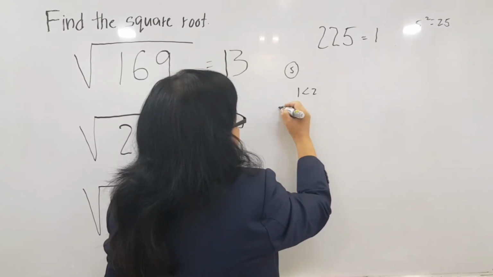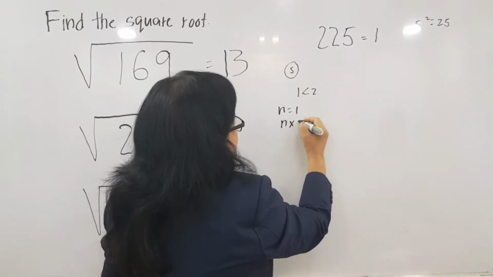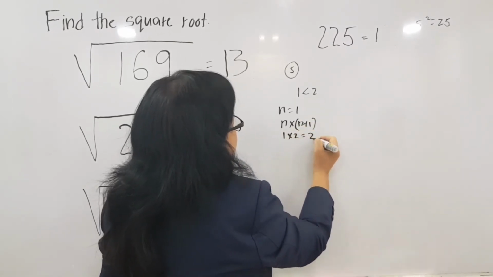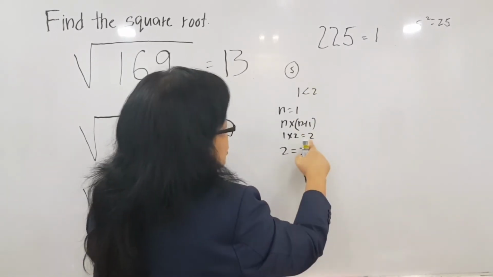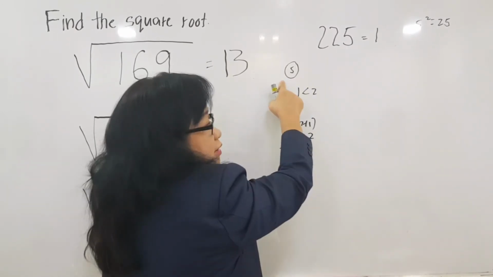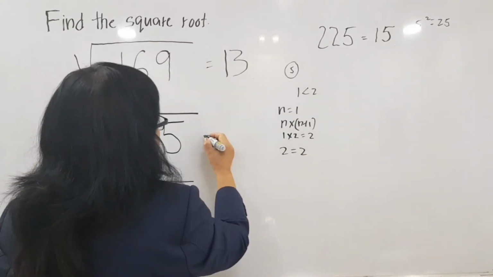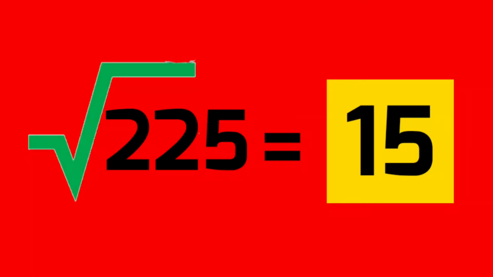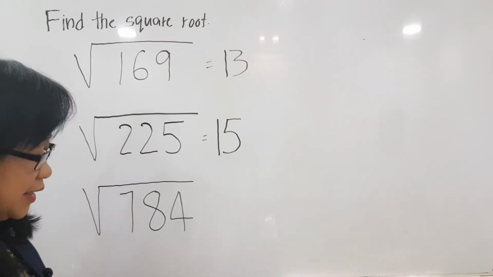Now, we let n be equal to 1. Therefore, n times n plus 1 is equal to 1 times 2, which is equal to 2. And 2 is equal to 2. Therefore, our answer is 5. So the square root of 225 is equal to 15. Now, we'll go to the third example, which is the square root of 784.